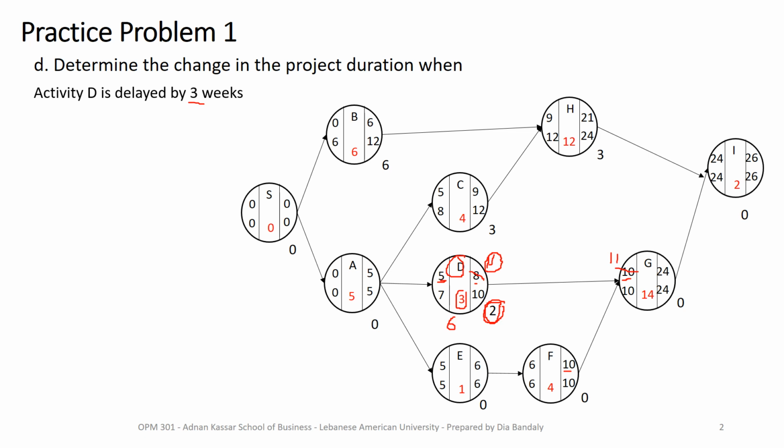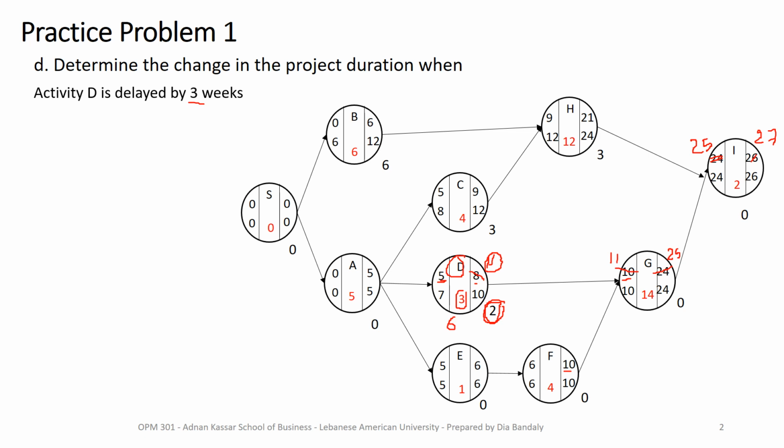Then 11 plus 14, nothing is happening here. There's no delay in G itself. What happens for G is that it's delayed to start because of what happened in D. So 11 plus 14 would be 25. You see, everything is happening because of the delay in D itself. And then this 25 means that activity I cannot start by 24 anymore. This will be 25, right? And 25 plus 2 will be 27. And here we go. That's a 1 week delay, as we expected.